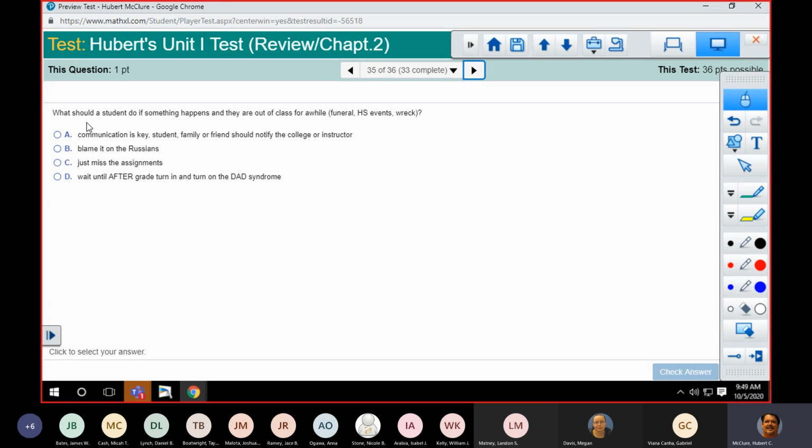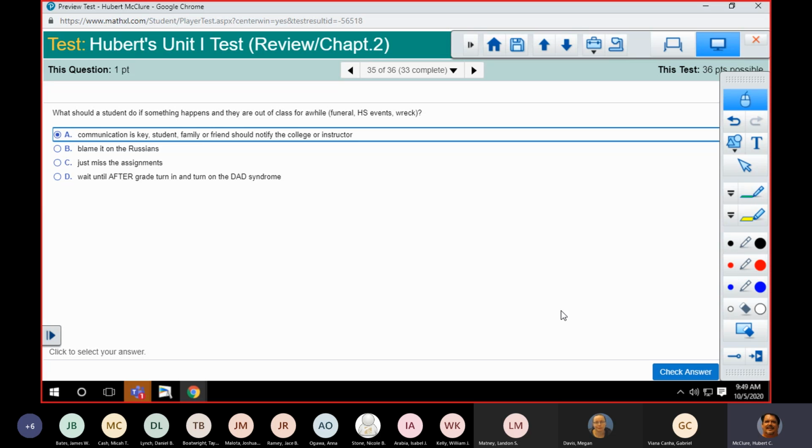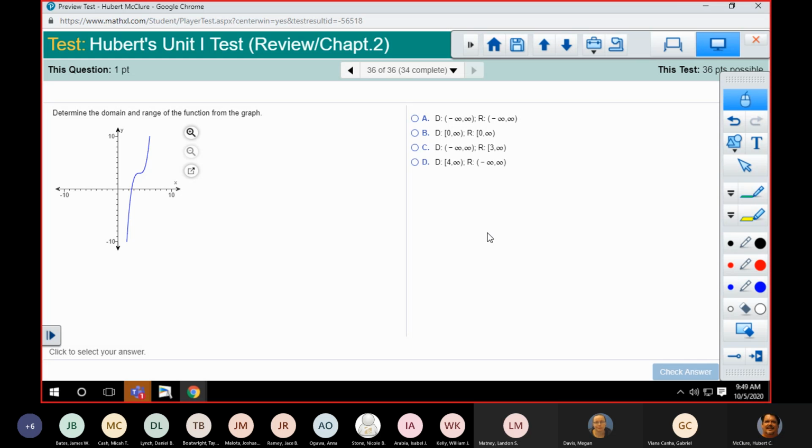What should a student do if something happens and they're out of class for a while? Wait until 2 weeks after grade turn-in. And determine the domain and range. Domain is all real numbers. I don't think just do all real numbers. And range is all real numbers.